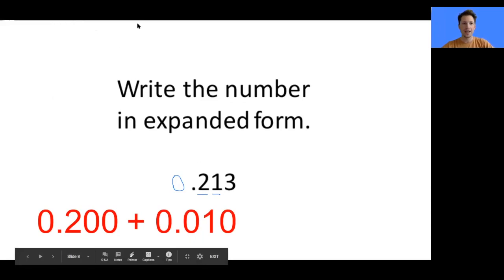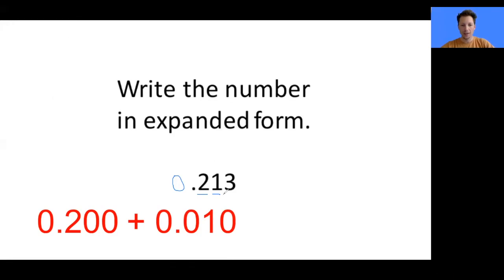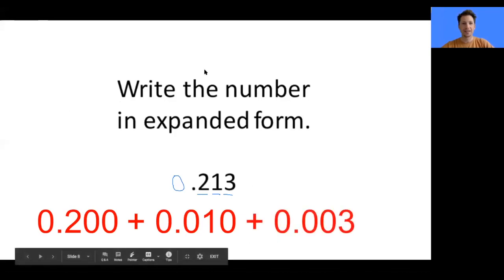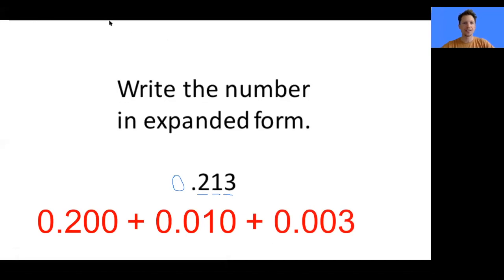And at the very end, again, you look at the last number. You ask yourself, what is the value of this number? So it will be 0.003. You put an addition sign before it. And then you have the total, which looks something like this.